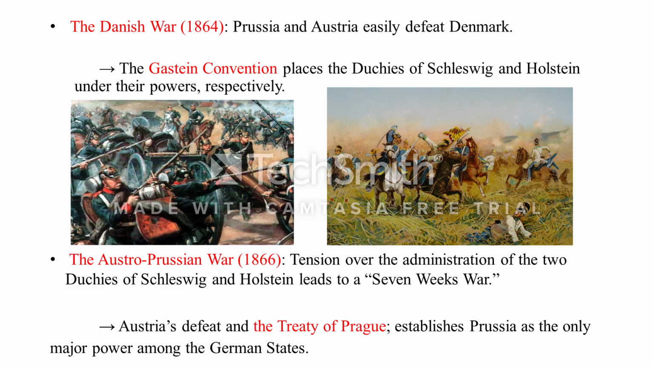The Austro-Prussian War of 1866. Tension over the administration of the two duchies of Schleswig and Holstein leads to a seven weeks war. Austria's defeat and the Treaty of Prague establishes Prussia as the only major power among the German states.